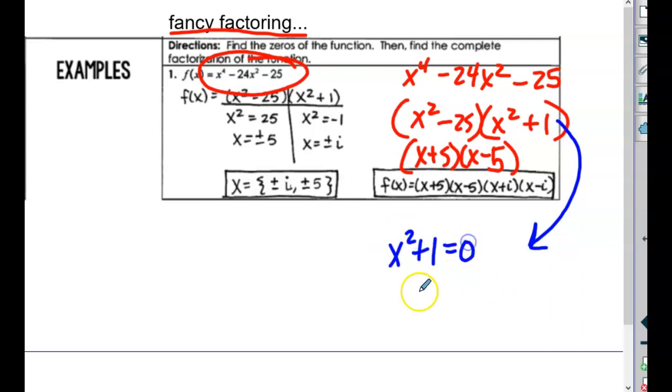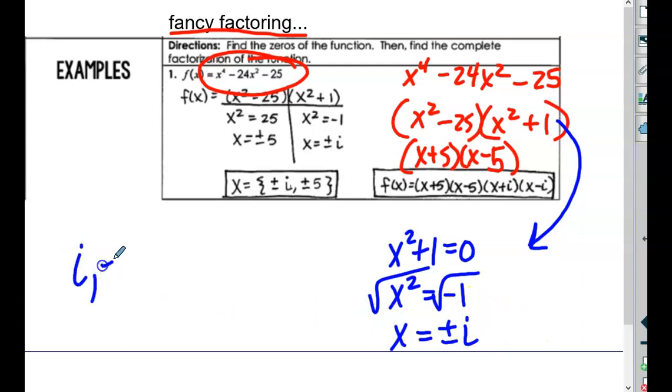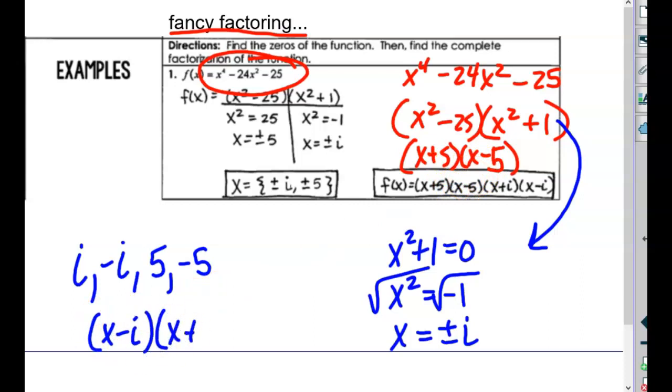But if you set it equal to 0, you get x squared equals -1, and when you square root both sides, you get plus or minus, what's the square root of -1? It has a special name, i. So now we have zeros of i, -i, 5, and -5 from these two factors right here. Everybody good where those came from? So then if it wanted the linear factors, you would write out x minus i, x plus i, x minus 5, and x plus 5, okay? That's where all that garbage came from.